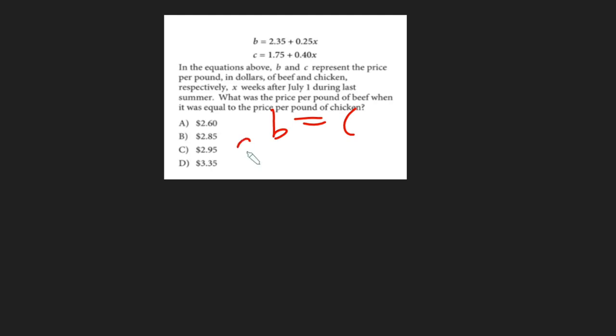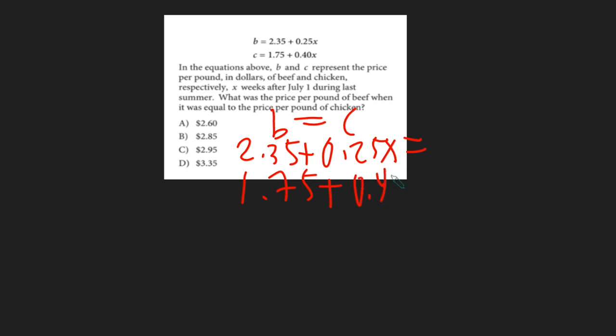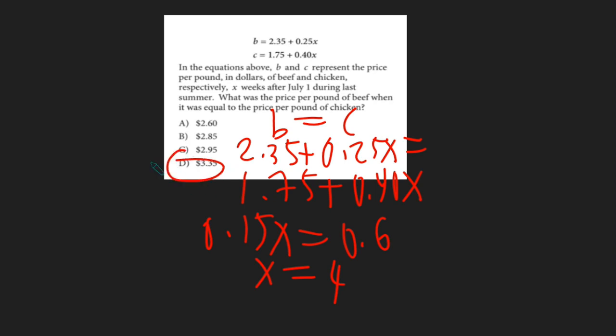Solving for x, we see that 2.35 plus 0.25x equals 1.75 plus 0.40x. This means that 0.15x equals 0.6, if I did it correctly. Yes, that's right. So it means that x equals 4. Now plugging it back in, 0.25 times 4 equals 1. 1 plus 2.35 is 3.35. So that is the answer, which is D.